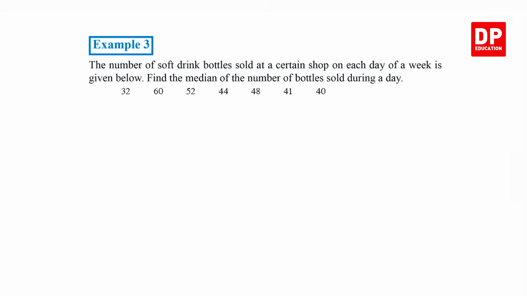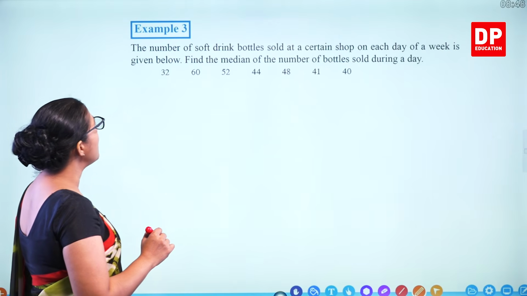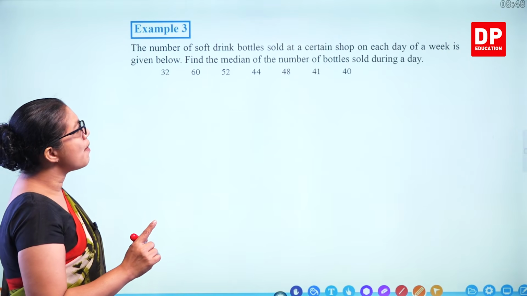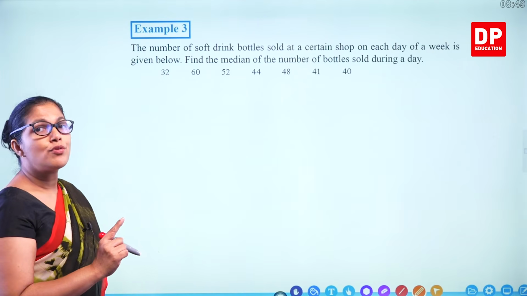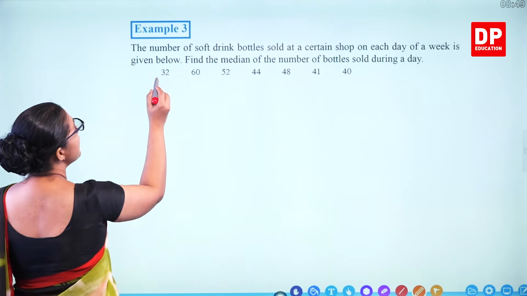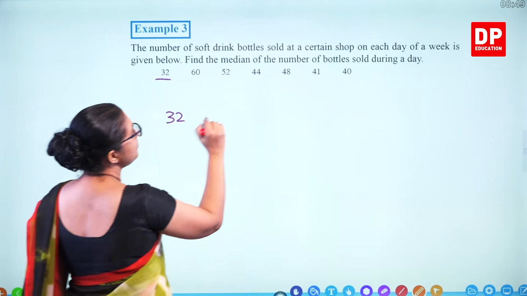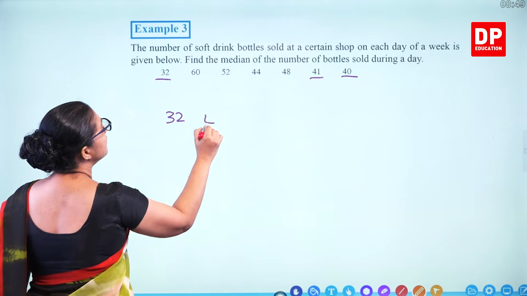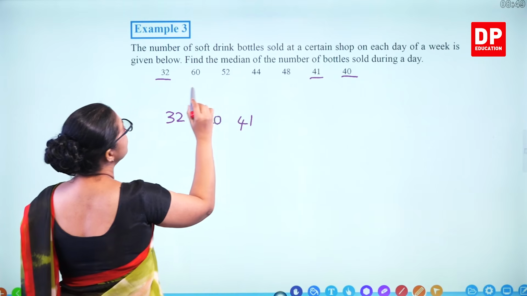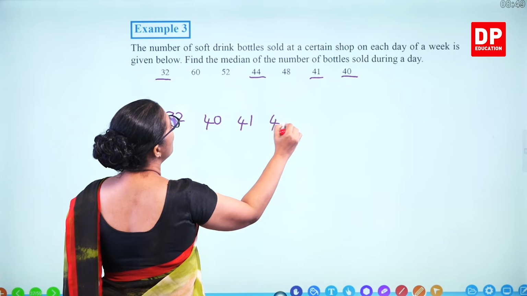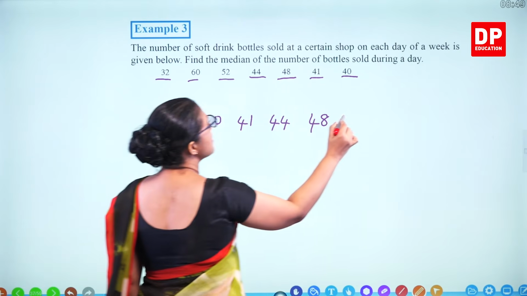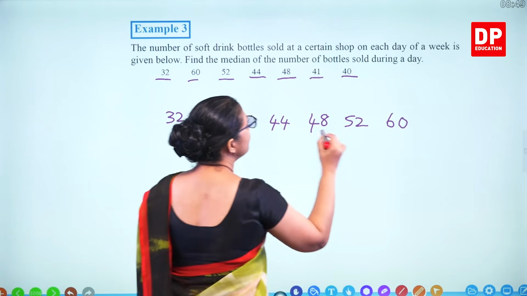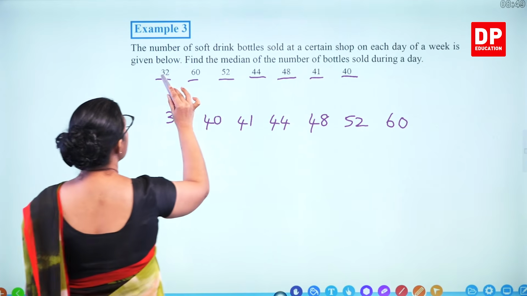Example 3. The number of soft drink bottles sold at a certain shop on each day of a week is given below. Find the median of the number of bottles sold during a day. You have to arrange this data set in increasing order: 32, 40, 41, 44, 48, 52, 60. 1, 2, 3, 4, 5, 6, 7.